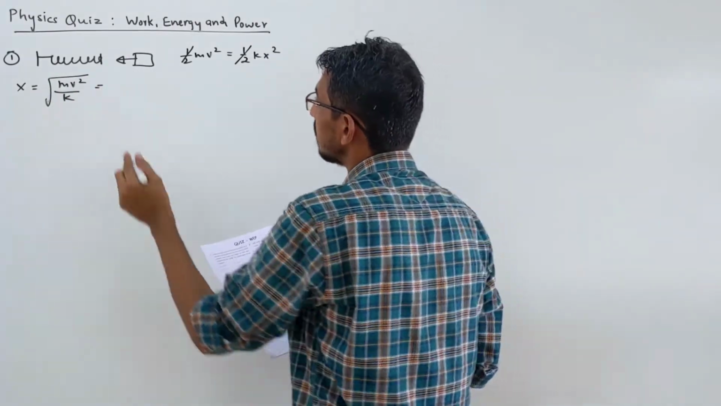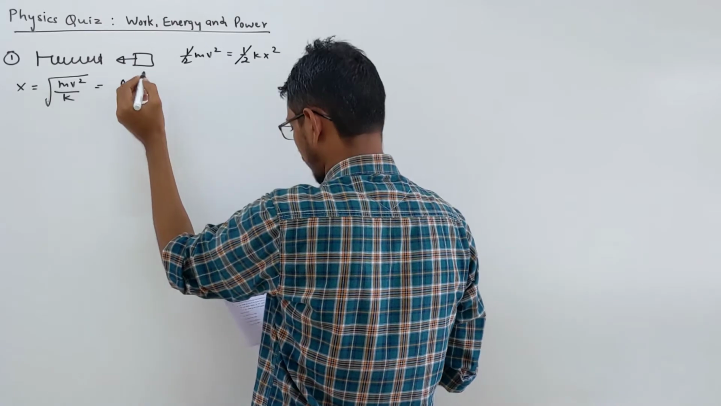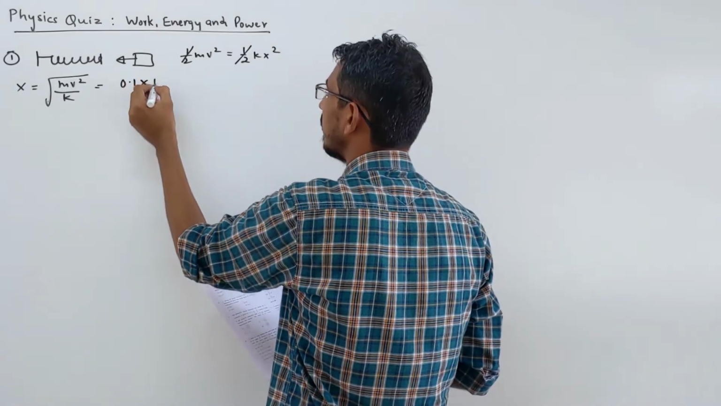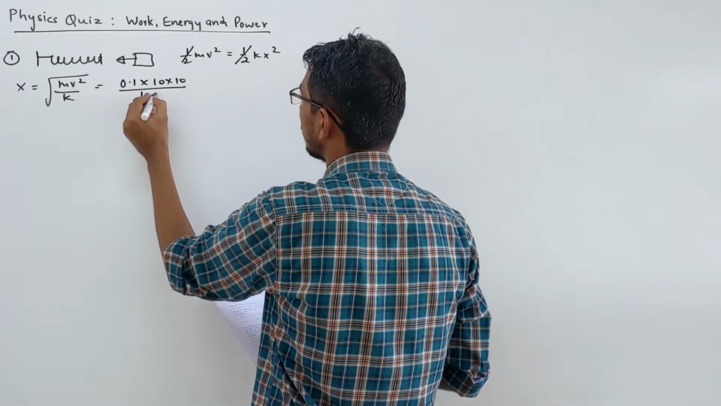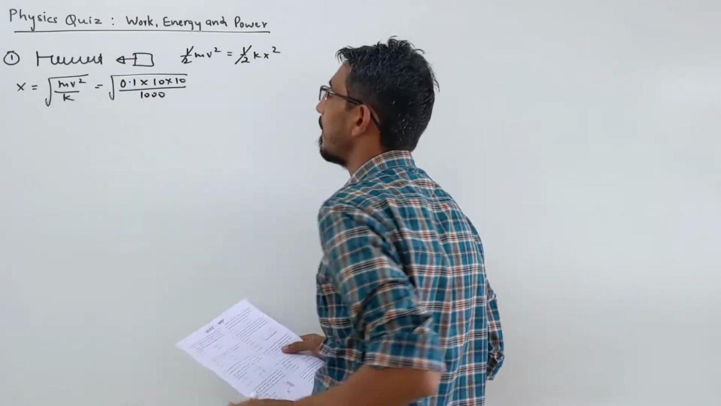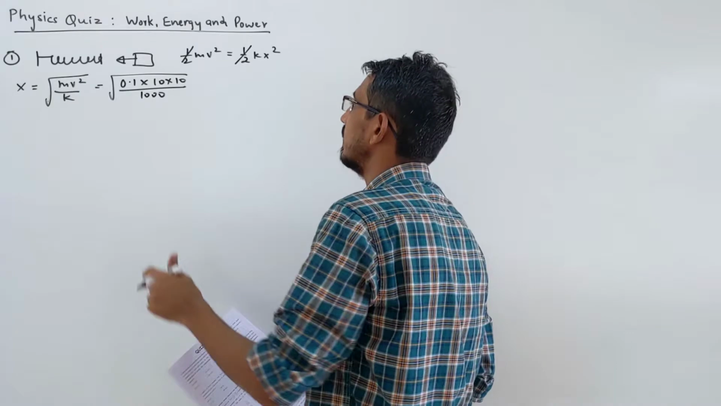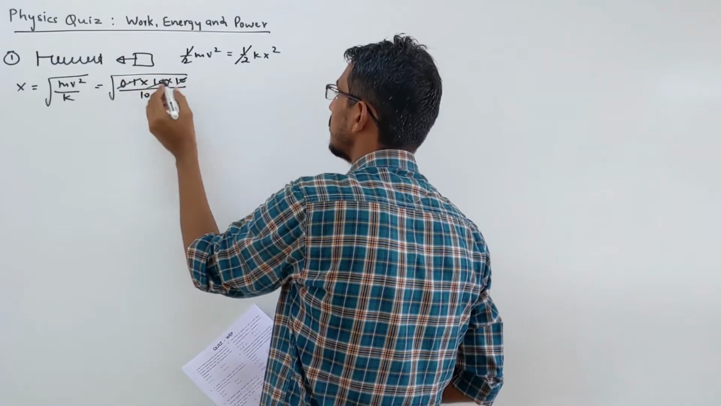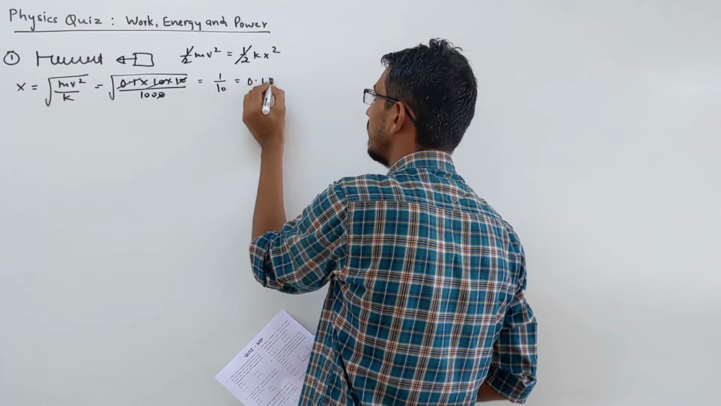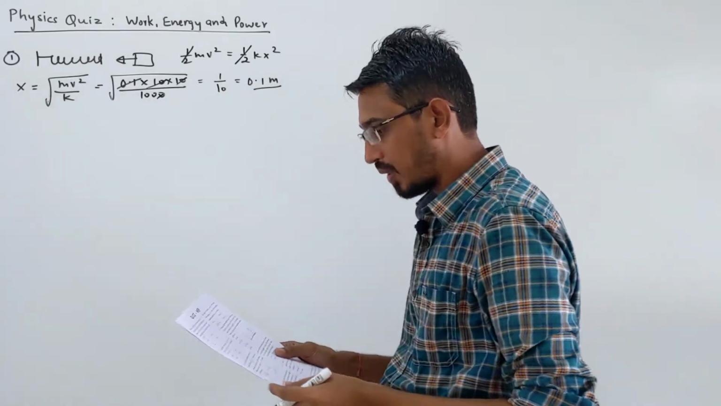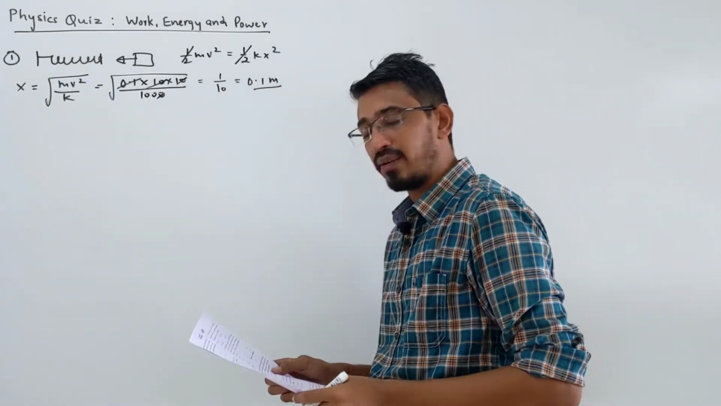So all values are given to us. Look here. Mass is given 0.1 kg and velocity is given as 10. So velocity square becomes 10 into 10, and spring constant is given as 1000. So 10 goes here, 10 goes here. We are getting root 1 by 100, which means the answer is 1 by 10 or 0.1 meter in SI system, right? So what is the answer for this question? The second option is the correct answer.